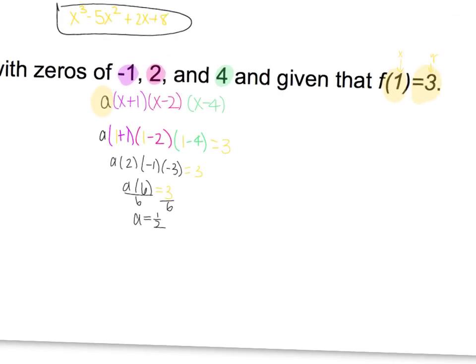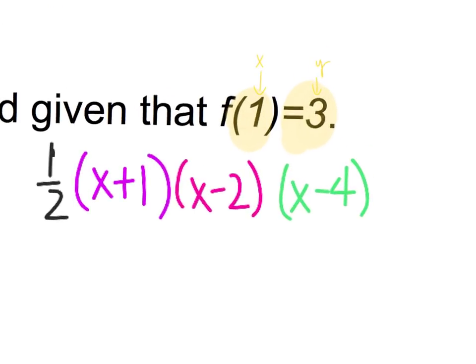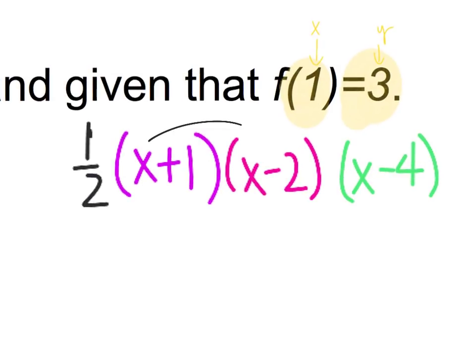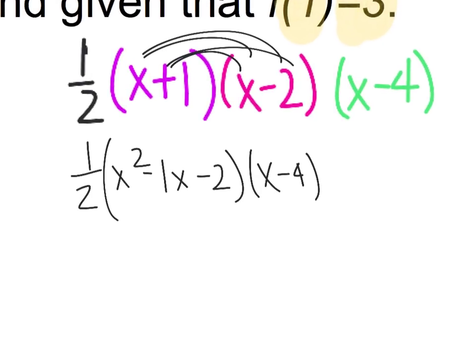Okay, so now I can go back to the problem that I already had. So 1/2 times x plus 1 times x minus 2 times x minus 4, and then I can FOIL that whole thing out. So x times x, I'm going to keep this 1/2 here, that's going to stay there till the end. X times x would be x squared, minus 2x plus 1x would be minus 1x, minus 2 times x minus 4, and I distribute again.